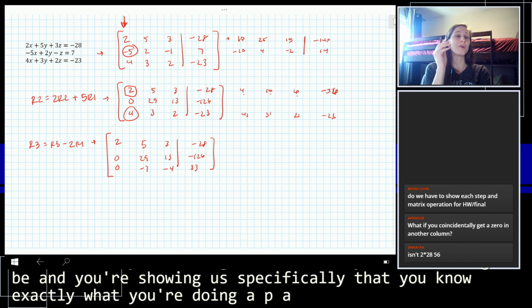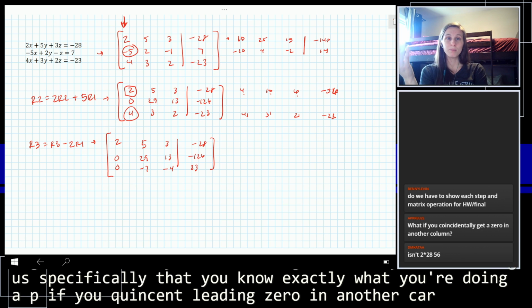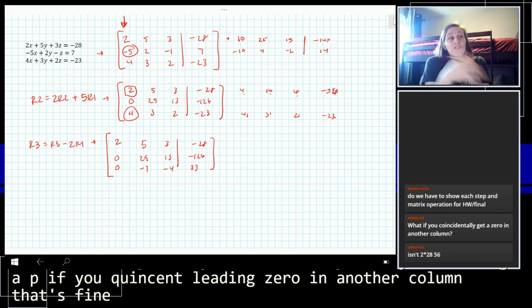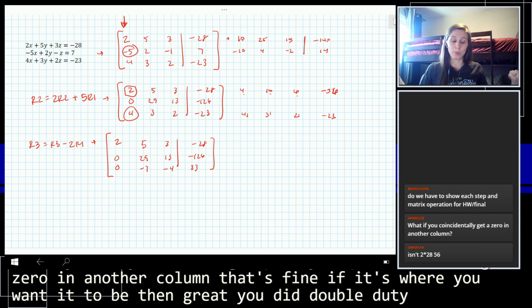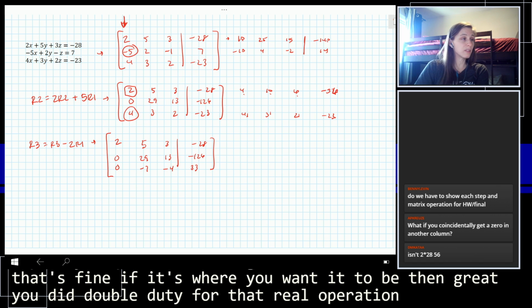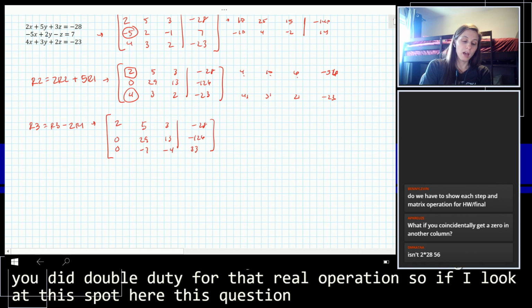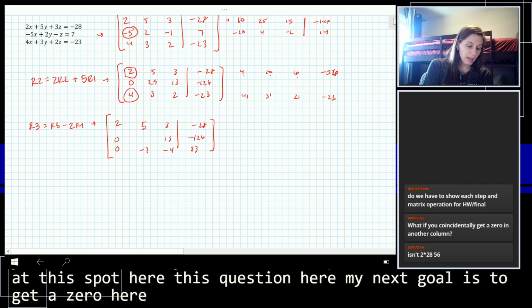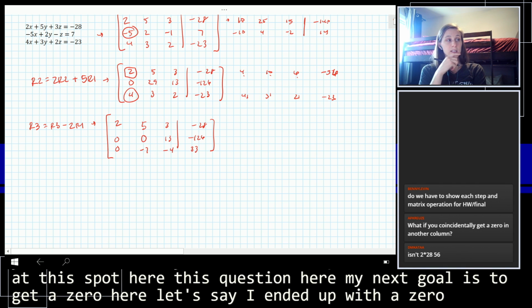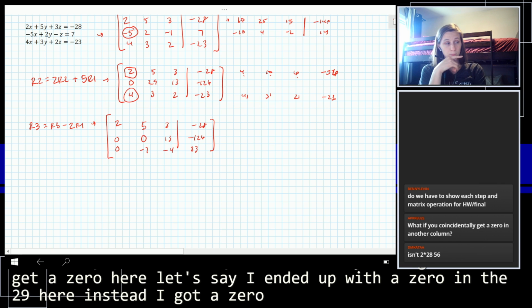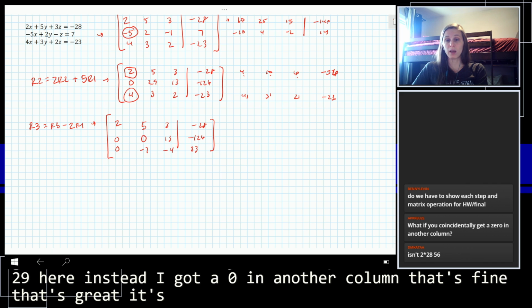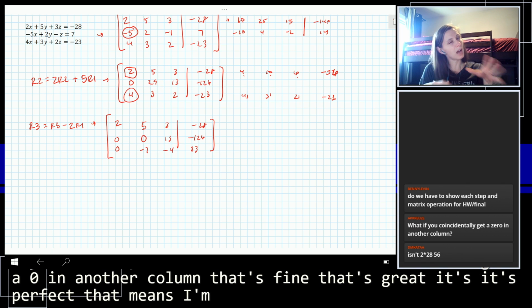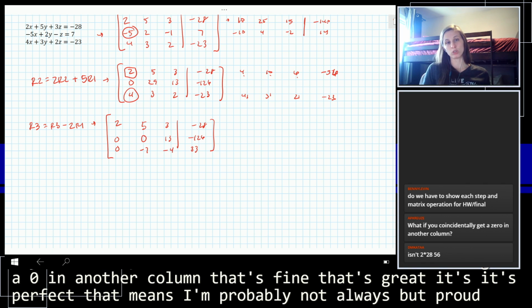AP, if you coincidentally get a zero in another column, that's fine. If it's where you want it to be, then great. You did double duty for that row operation. So if I look at this spot here, my next goal is to get a zero here. Let's say I ended up with a zero in this 29 here instead. I got a zero in another column. That's fine. That's great. It's perfect. That means I'm probably, not always, but probably have one less row operation to do.